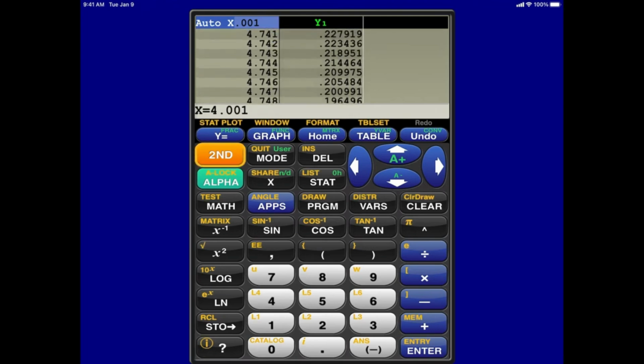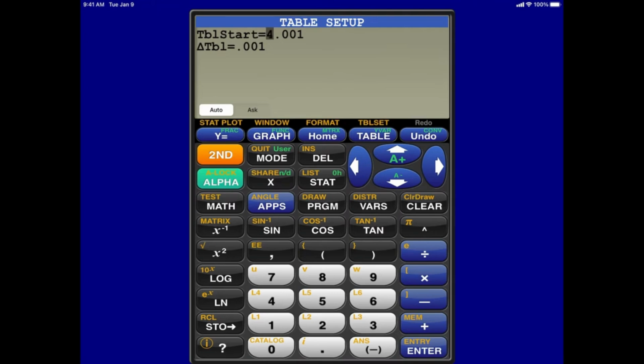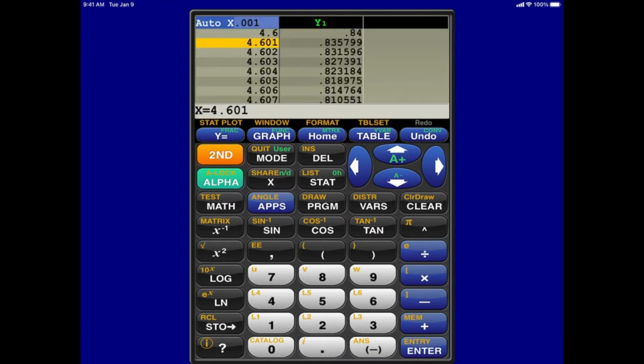Let's see. Second table set. 4.6. See what happens. Oh, you see, start had negatives. So I think I'm at 4.791. 4.791.